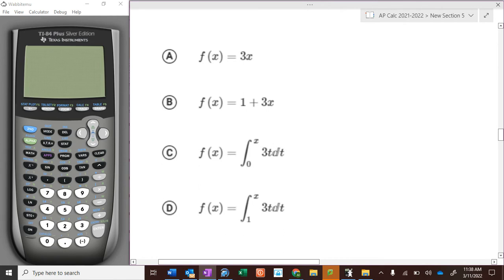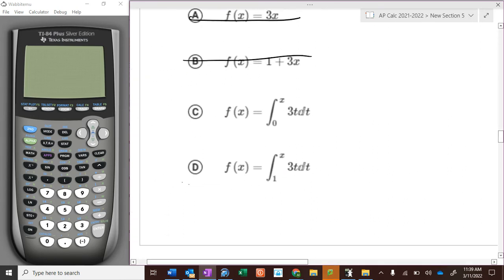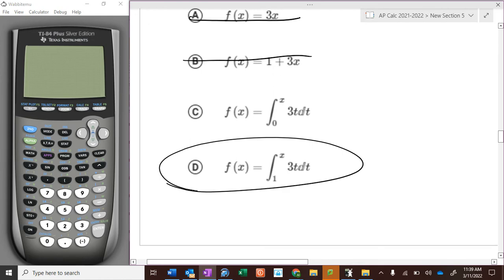Can A or B be answers? No, it's got to be an integral because the integral is the accumulation under a curve. Okay? Where does it start? 1. It starts at 1, so it has to be D. Easy, right? That's an easy one. That'll be a gimme on the test.